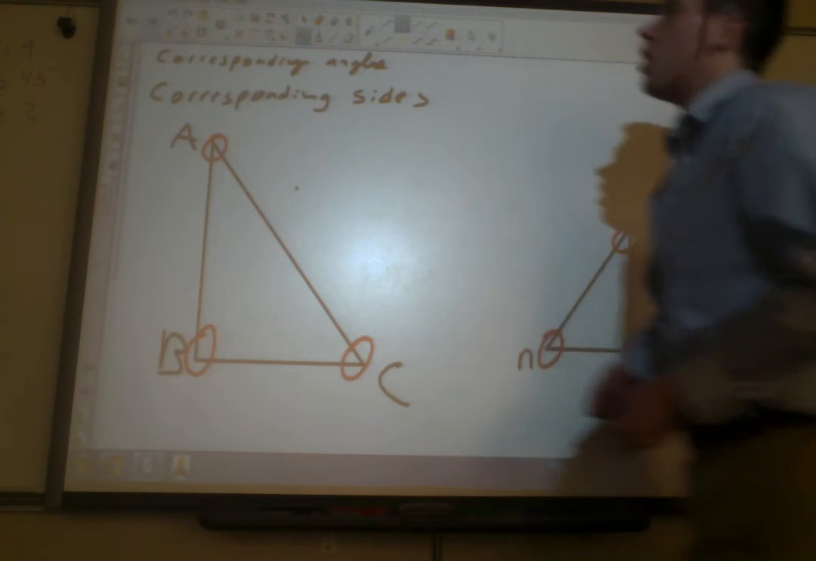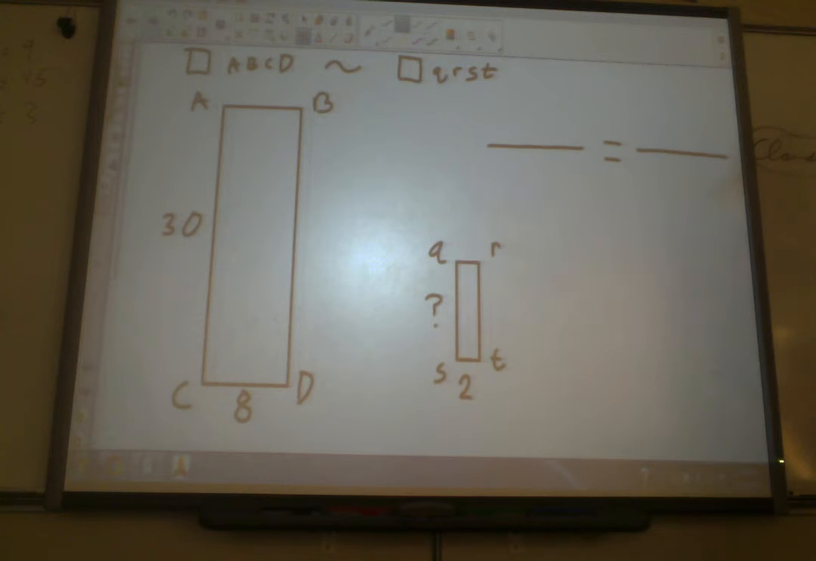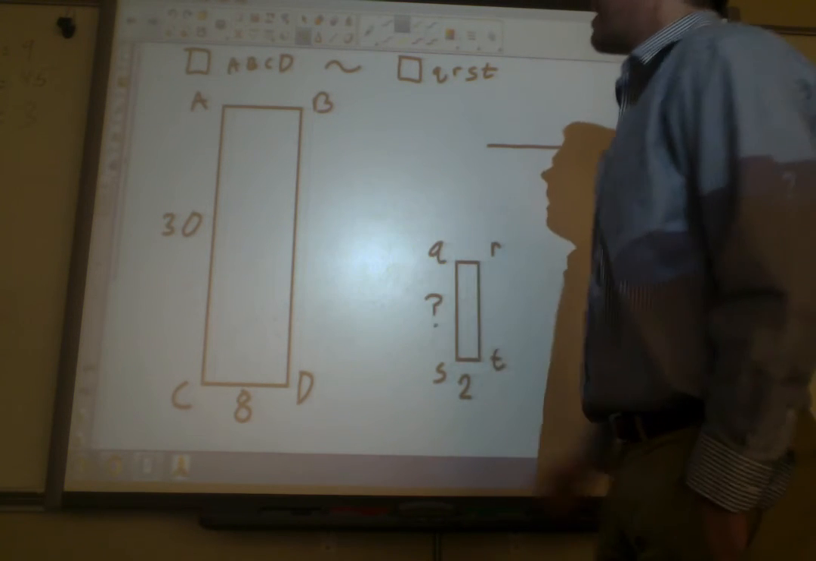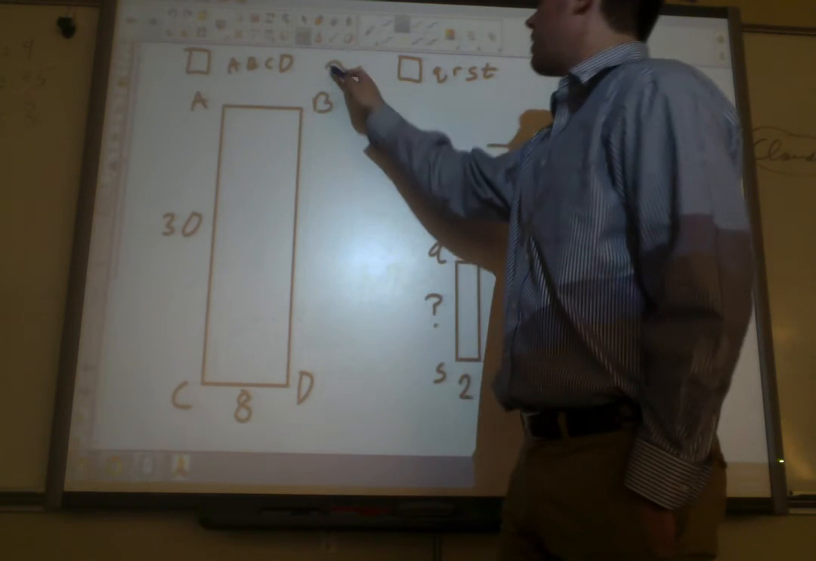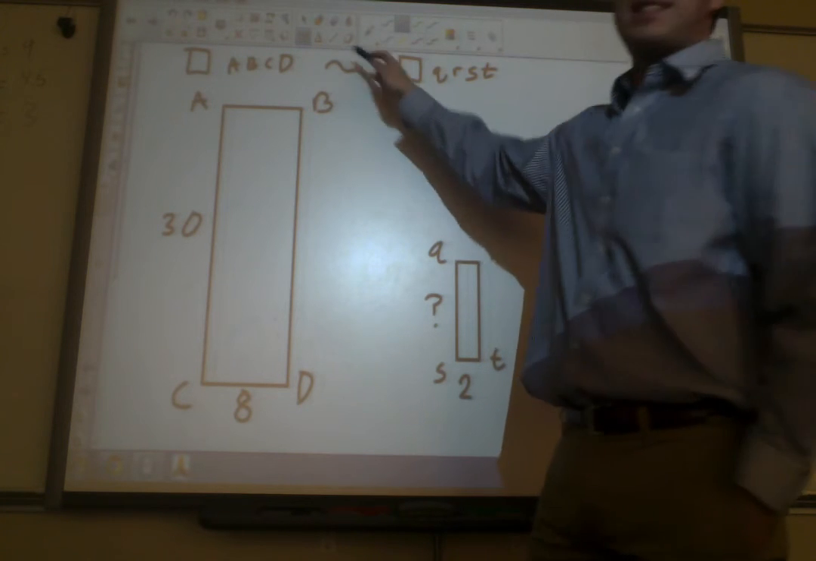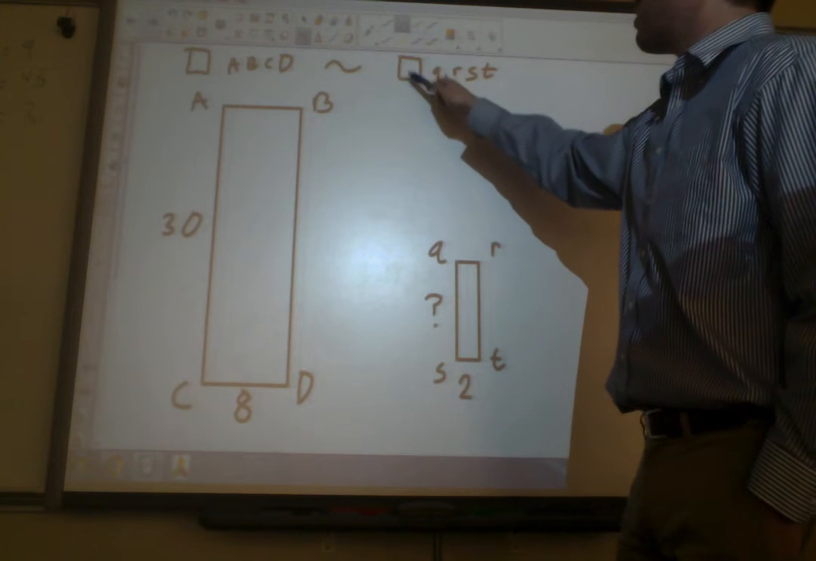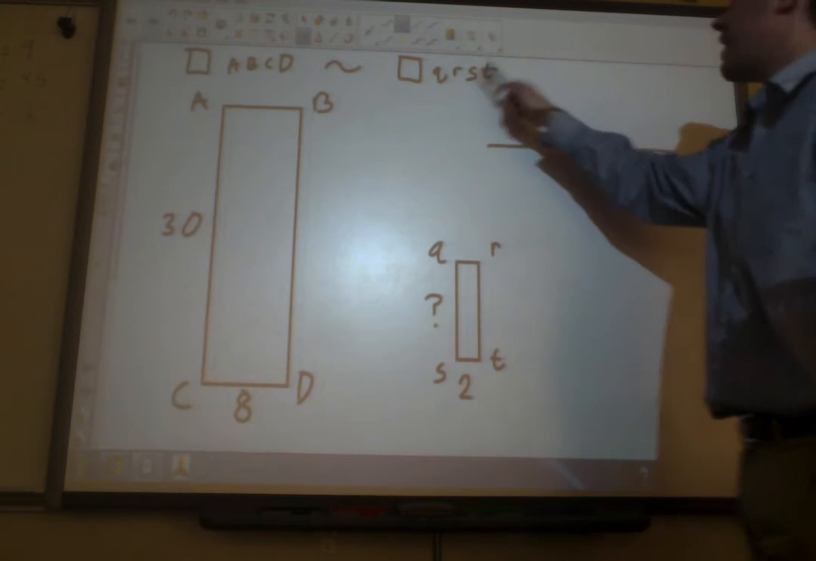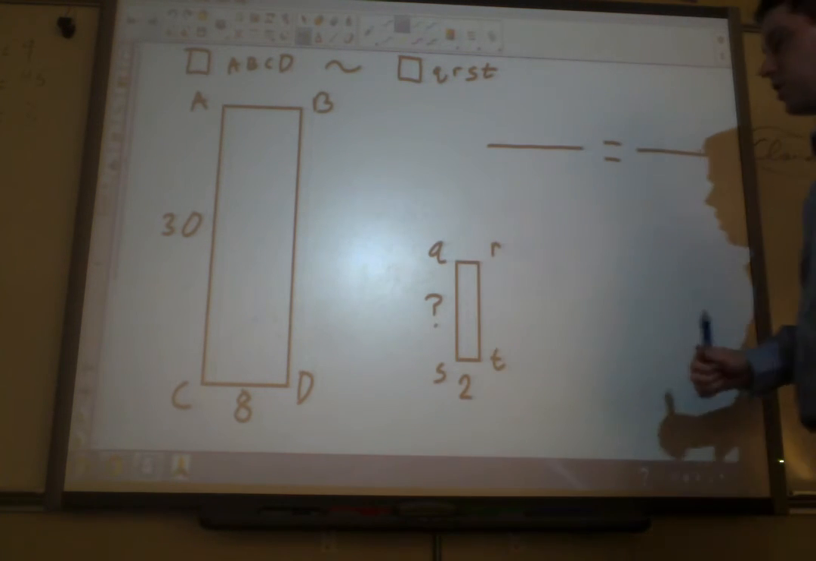With all that out of the way, how does that actually help us, and what does it have to do with proportions? Here we have two rectangles up on the board, and I've told you at the top that rectangle ABCD, which is this one, is similar to, this little squiggly line right here means is similar to, rectangle QRST. So I told you right off the bat, these two shapes are similar with each other.